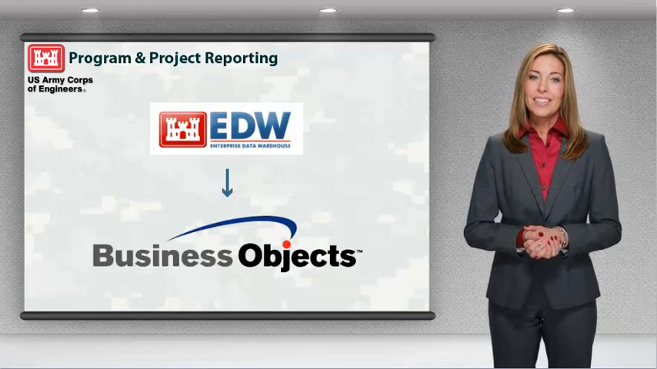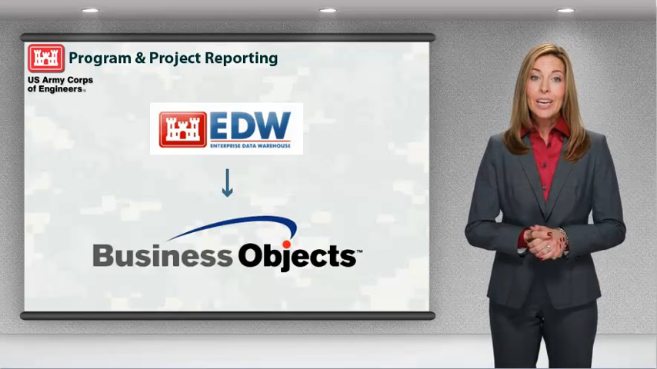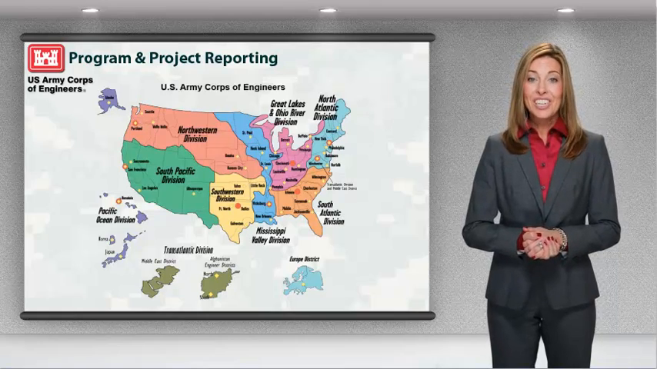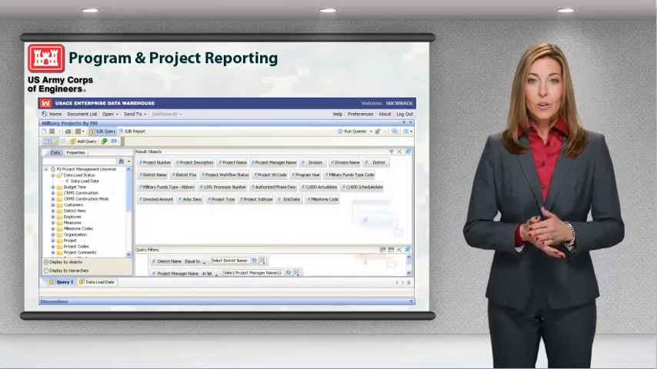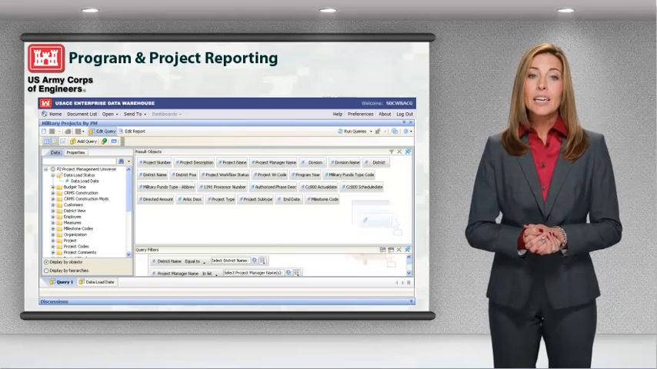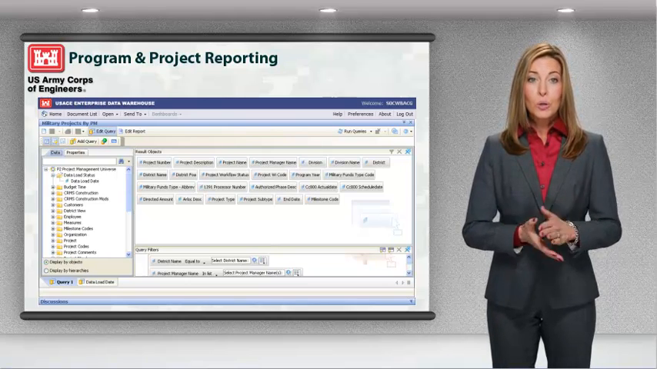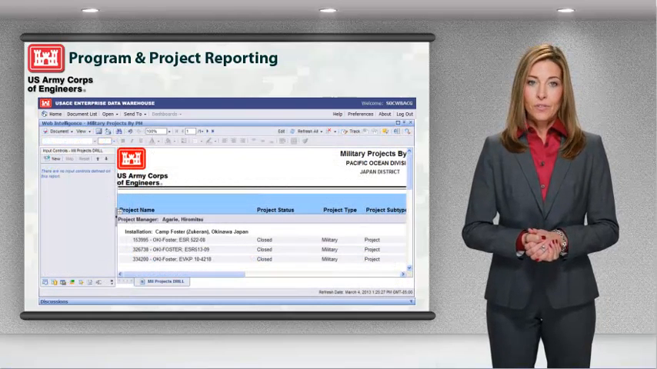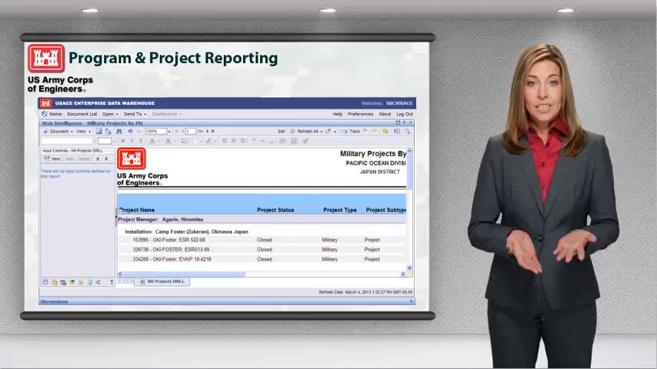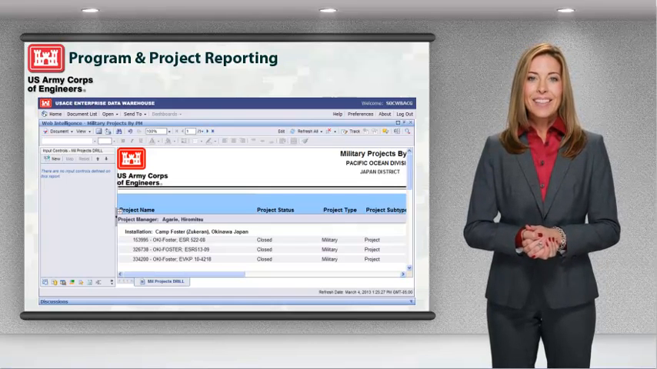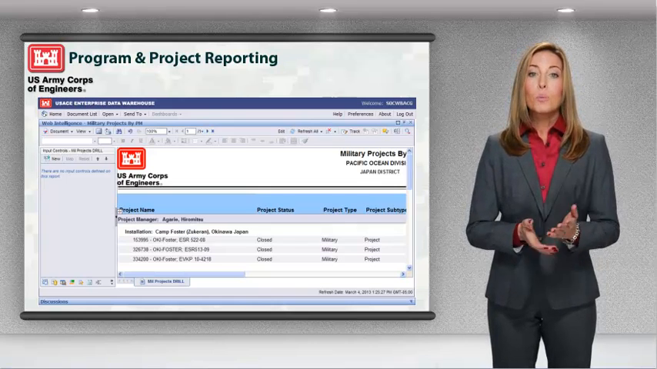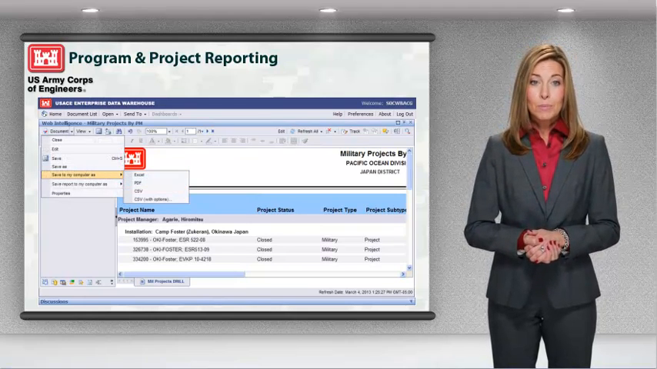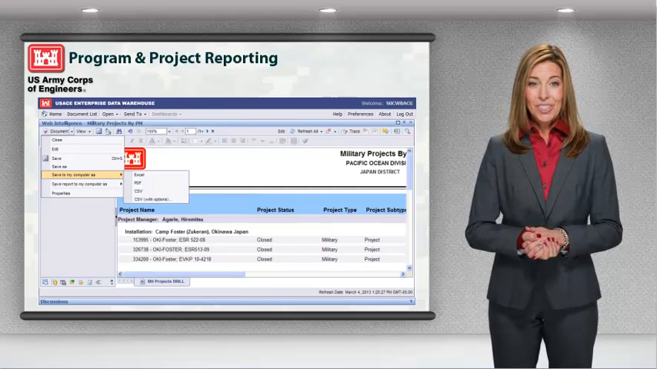This robust interface gives each P2 user the power to utilize standard reports that can be used across the U.S. Army Corps of Engineers. In addition, report writers have the ability to create custom reports to support their local P2 reporting requirements. The EDW reporting interface allows you to share reports among districts, divisions, and at the headquarters level.